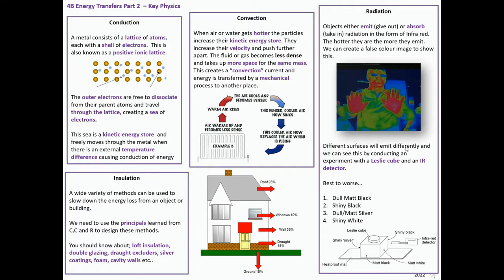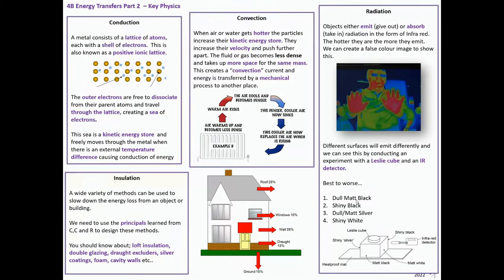And different surfaces will emit differently, and we'll see this by conducting, say, an experiment, what's called a Leslie cube in an IR detector. So you take the cube, you fill it with hot water, it lets out some radiation, and the different surfaces will emit better or worse.